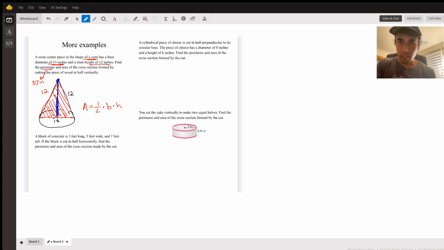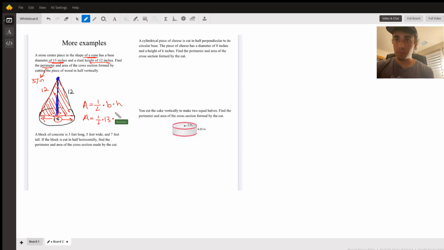Okay, so we've got our base. I'll go ahead and write that in. Our base is 13, right? 13 is this length here. That's our base. So we have 1/2 times 13 times whatever that height is going to be. So let's figure that out.